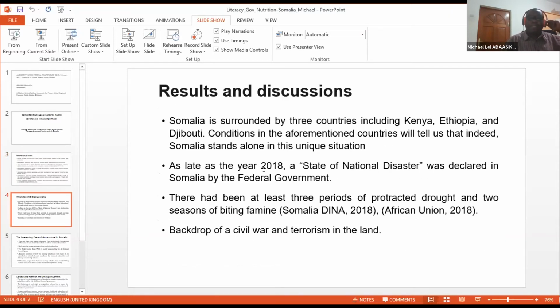Now let's look at the results and the discussion of the vulnerability issues in Somalia. Somalia is surrounded, as we know, by the countries in East Africa, which include Kenya, Ethiopia, and Djibouti. As late as 2018, a state of national disaster was declared in Somalia by the federal government. This disaster was declared because there was a lot of recurrent famine in the country, and therefore aid or international support was needed. There had also been at least 3 periods of protracted drought and famine in Somalia, as reported in African Union reports and other publications.